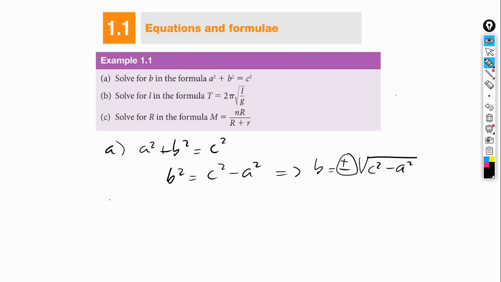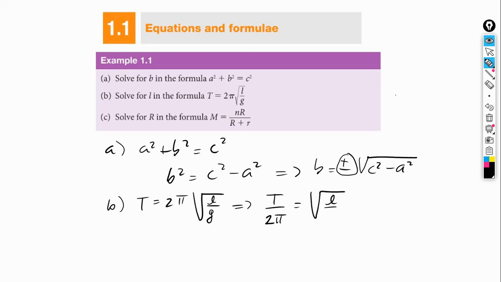In part B, they ask us to solve for L in the formula t equals 2 pi square root of L over g. What we have to do then is send the 2 pi to divide, so t over 2 pi is equal to the square root of L divided by g. We will have to square both sides to get rid of the square root.